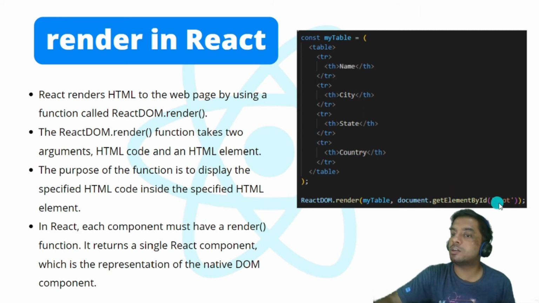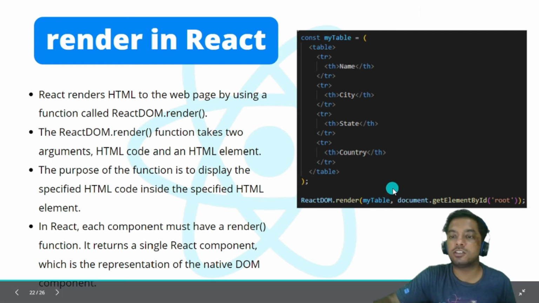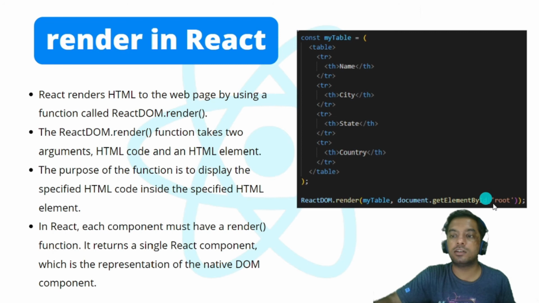Here we used document.getElementById root. So this MyTable component, this entire component, is rendered inside this root element. Okay. So we need to pass two different arguments to this. The purpose of the function is to display the specified HTML code inside the specified HTML element. MyTable's code will be displayed inside this HTML element.